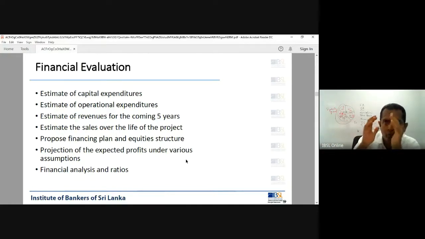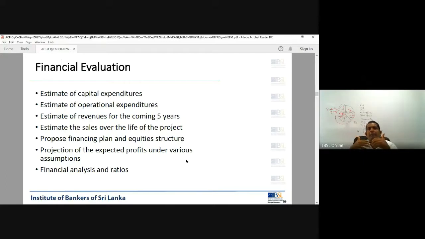Financing plan: once you know the capital expenditure to be done and the operational expense, that is the working capital part, then you have to project how much is equity capital and how much debt capital we need, and the short-term part for the working capital. Based on that, we can project the profitability and the cash flows.